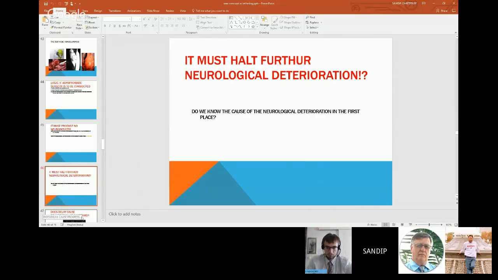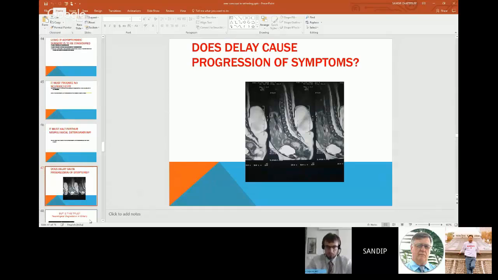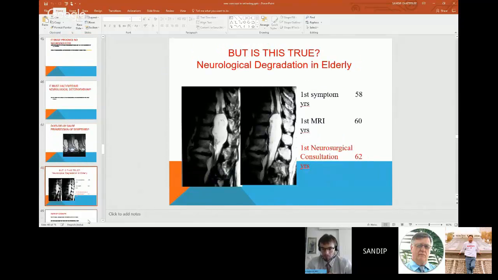Well, do we really know what is the cause of neurological deterioration in these dystrophic patients? Do we have evidence that the delay causes progression of symptoms? This is one of the cases from Professor Ali Pirkan's report from the Children's Hospital in Paris. And they were the first ones to say that this is not true, because he showed that in the Paris series there were patients who at 58 years came with the first symptom, had their first MRI at the age of 60, and the first neurosurgical consultation at the age of 62, thus showing that there may be a group of patients with dystrophic conditions who do not have any manifestations till they are very much older.